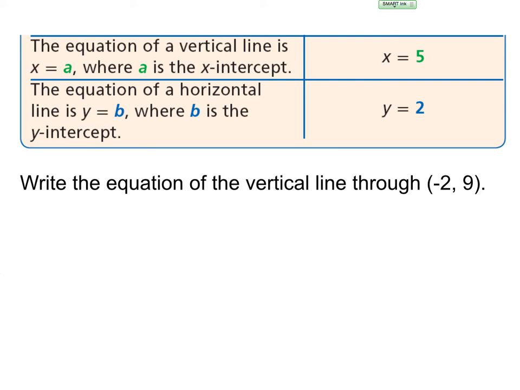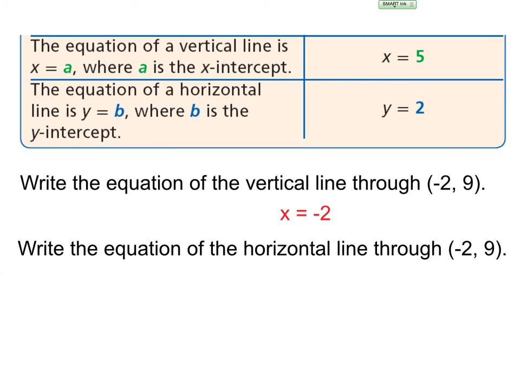Looking pretty good. Which one's the vertical line? The vertical line was x equals -2. What's the horizontal line that goes through that same point? The horizontal line that goes through that same point. All right, and show me, if you haven't yet. Those look pretty good, y equals 9.